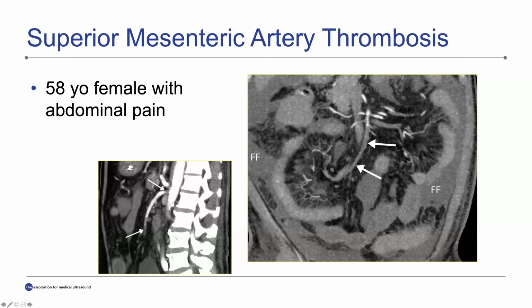And this coronal view on the right is showing that the thrombosis extends throughout the vessel into the branches of the superior mesenteric artery, again, resulting in pain, ischemia, and potentially bowel perforation. You can see all this free fluid in the abdomen.